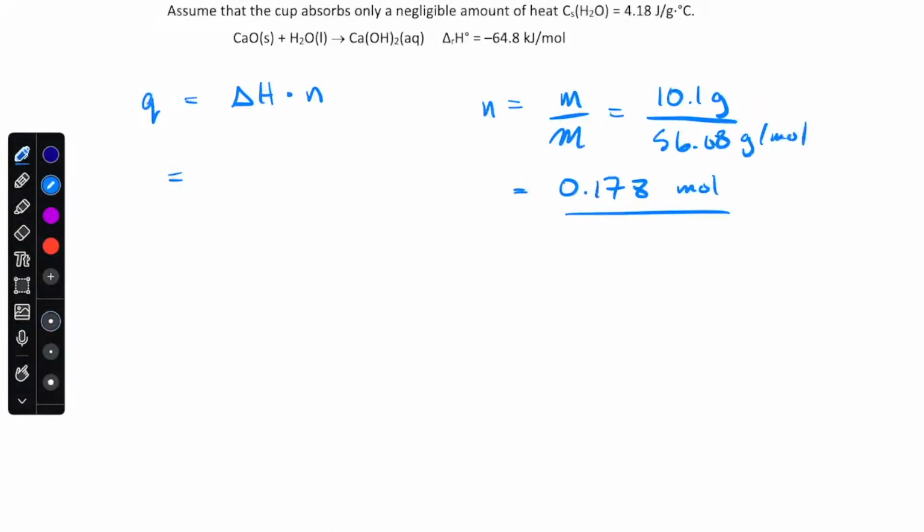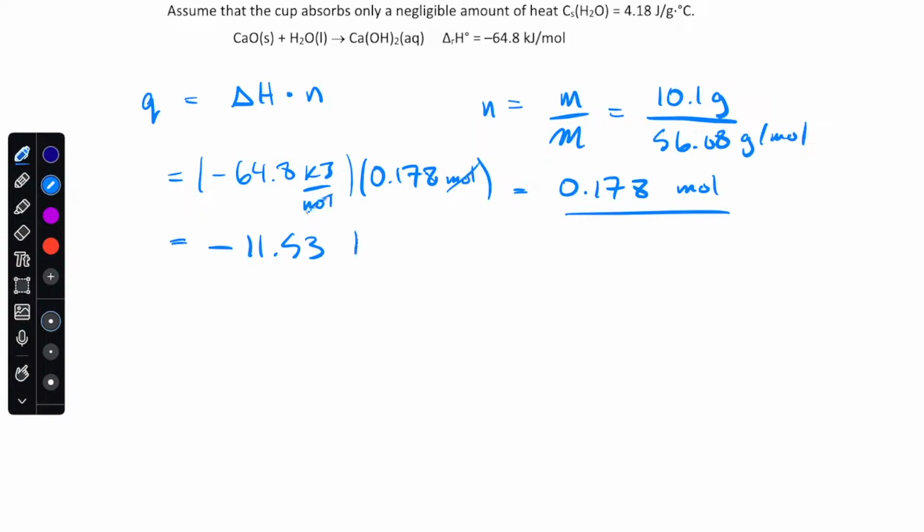Okay, so Q is equal to our delta H, which is negative 64.8 kilojoules per mole, multiplied by 0.178 mole, gives me negative 11.53 kilojoules, moles cancel, which is the same thing as minus 11,530 joules. Convert that on the fly, multiply by 1,000. That's because CS is always in joules, and we want to make sure our units always match up.